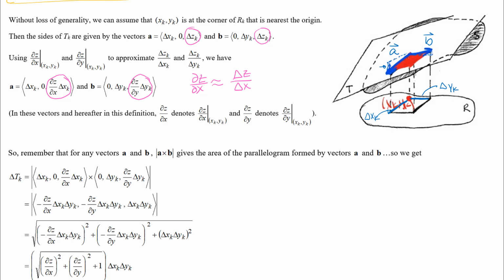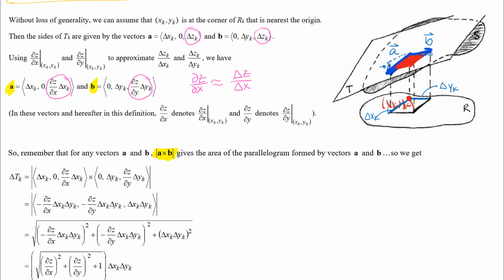So this goes back to something that we did really early in the semester. The magnitude of the cross product of two vectors gives the area of the parallelogram formed by those two vectors. So here we go. We're going to take the cross product of these two vectors A and B that I have up above. And that will give us the size of that little tile, that little tangent plane piece.